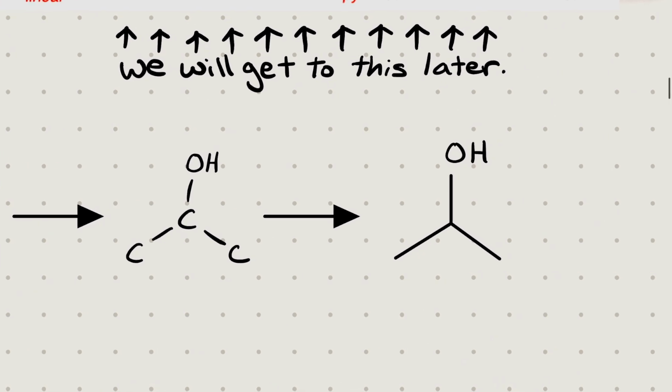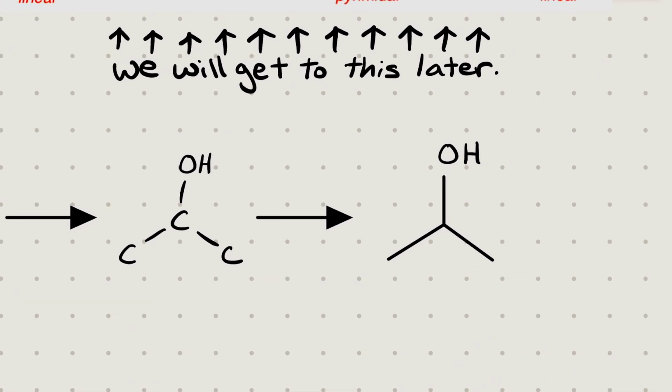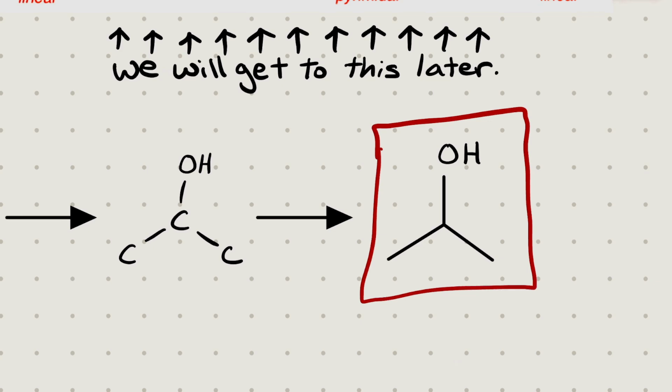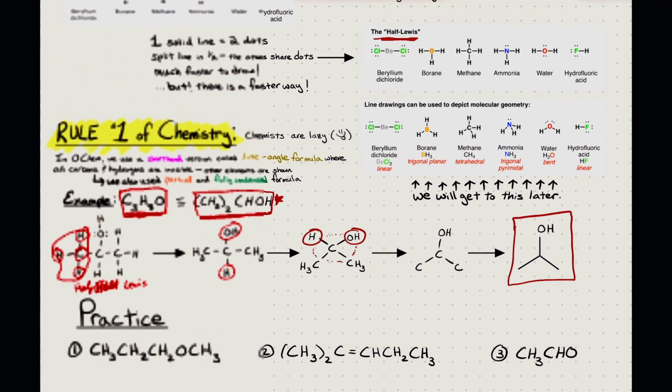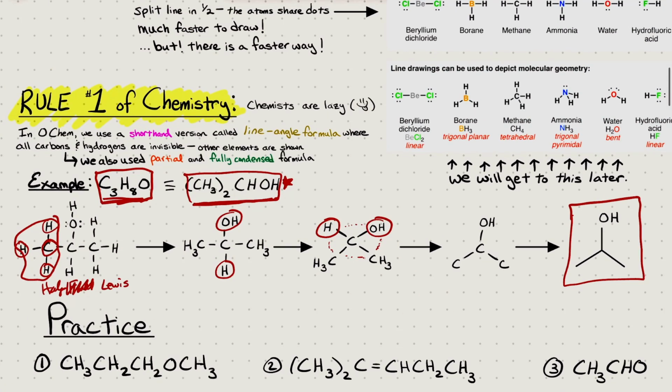So now this is the entire formula at the very end. This is the line angle structure. We went all the way from here at the very beginning all the way to here at the very end. See how the one at the very end is so much faster than the one on the far left? Yep. That makes it so much easier in OChem versus the one on the far left. Okay.